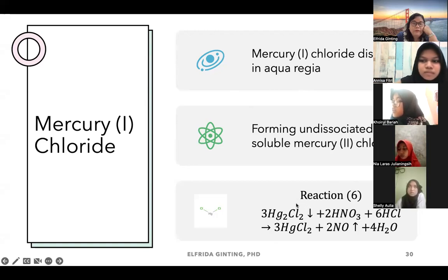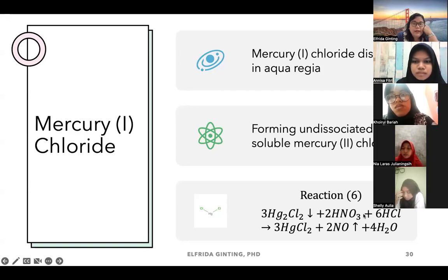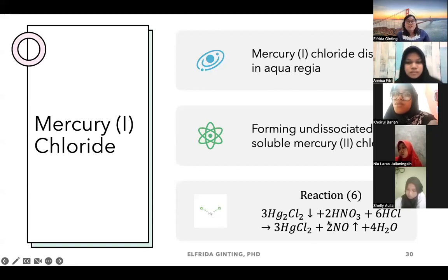So if you have mercury 1 chloride, Hg2Cl2, and mix it with aqua regia, it will form HgCl2, or you call it mercury 2 chloride. So it means mercury 1, if you mix it with aqua regia, will change into mercury 2. And also, nitrogen oxide gas will be formed.